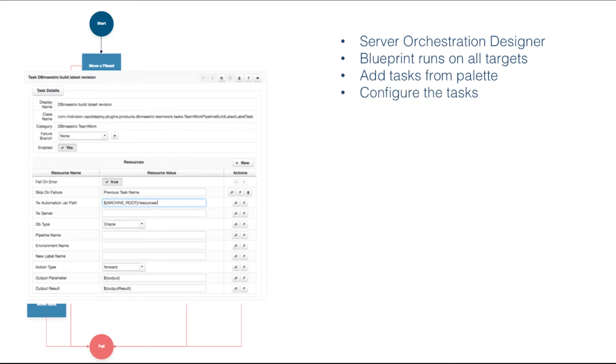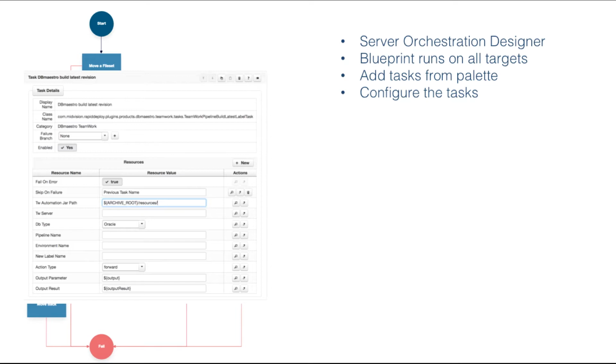Okay, so when we've added the task, we can configure it, and we just fill in all the values that we want to put in there. So you can see in there we've got the TW automation jar path. This is a DB Maestro task. And we can hard code some values in there.